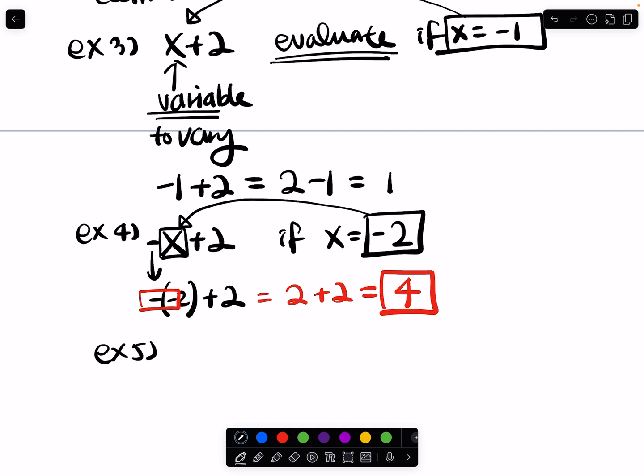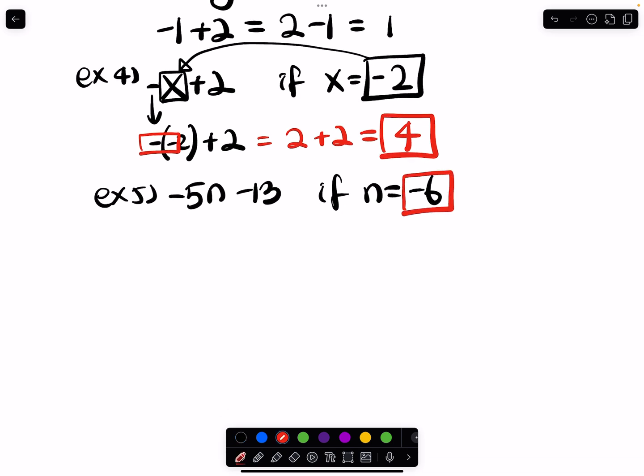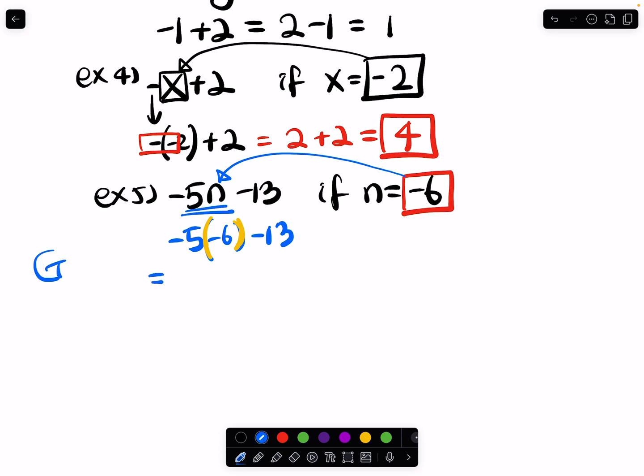Example 5. Ready? I'll grab an example from your book. So I see negative 5 n minus 13 if n is equal to negative 6, right guys? Again, n being a negative number, we'll be careful. Negative 5 and n are being multiplied, right? Parentheses, especially because the n value is a negative value, negative 6, minus 13. Is everyone following? You would just substitute negative 6 for n, and you would be sure to use parentheses, okay? Now, let's perform GEMDAS.